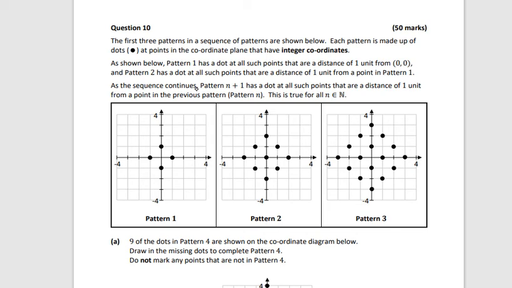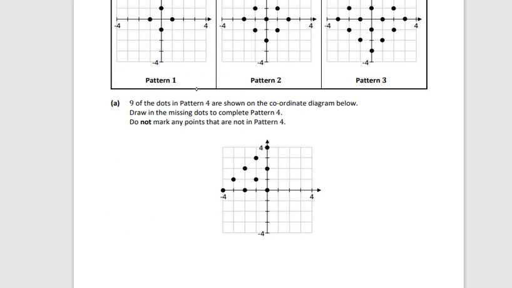This is question 10. It's integer coordinates. We have to plot the next one now. It's just seeing what's across, so that one is obviously one away from the y-axis, so you just have to do that each time.